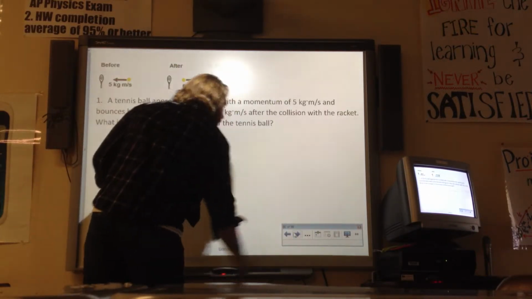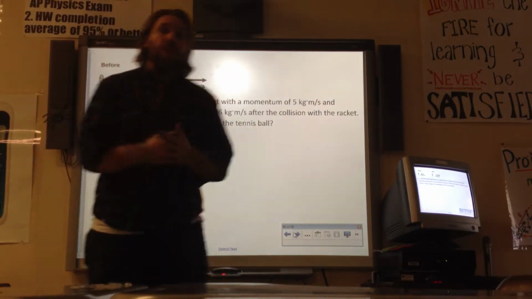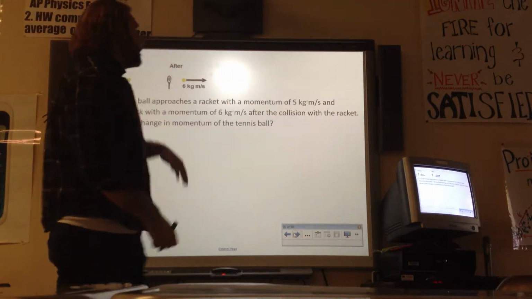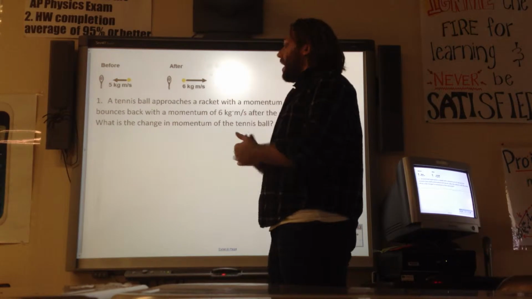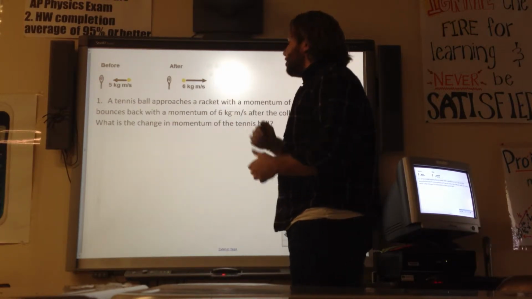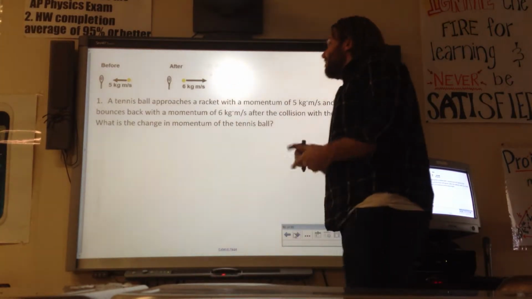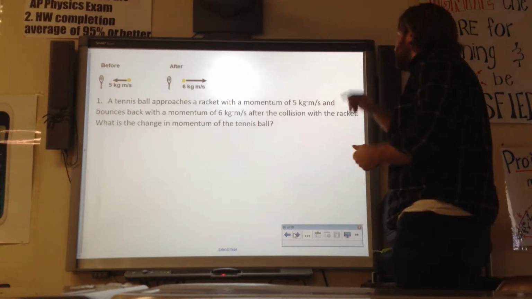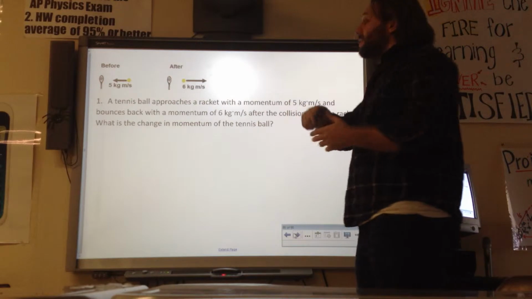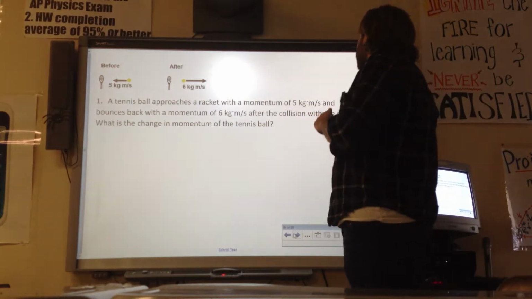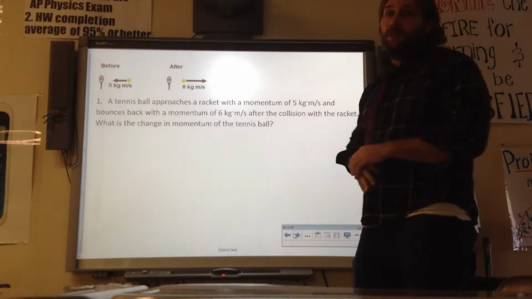To start, the first situation is a tennis ball bouncing off of a racket, and we're being asked, what is the change in momentum? The question is, a tennis ball approaches the racket with a momentum of 5 kg·m/s and bounces back with a momentum of 6 kg·m/s after the collision with the racket. What is the change in momentum?